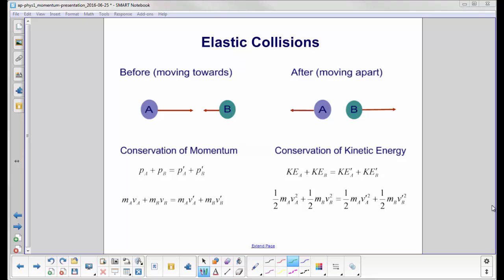Let's begin the math. Here we have the before situation, two objects moving towards each other and then they move apart. Our conservation of momentum, we wind up with m_a v_a plus m_b v_b equals the same thing on the right side, just with the primes indicating the final velocity. For kinetic energy, we go back to 1/2 mv squared, and it's very similar. We have the left-hand side without the prime velocities and the right-hand side with the prime velocities.